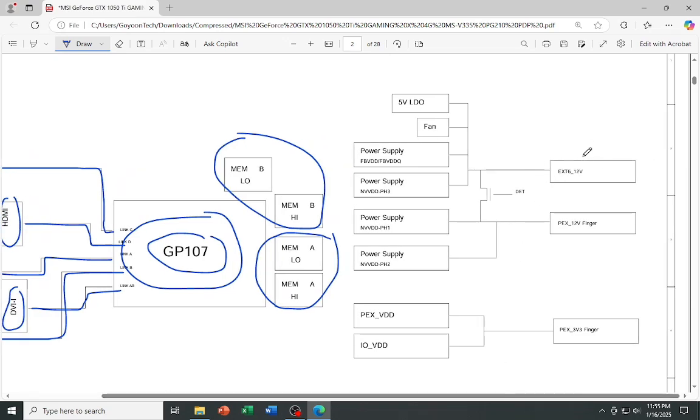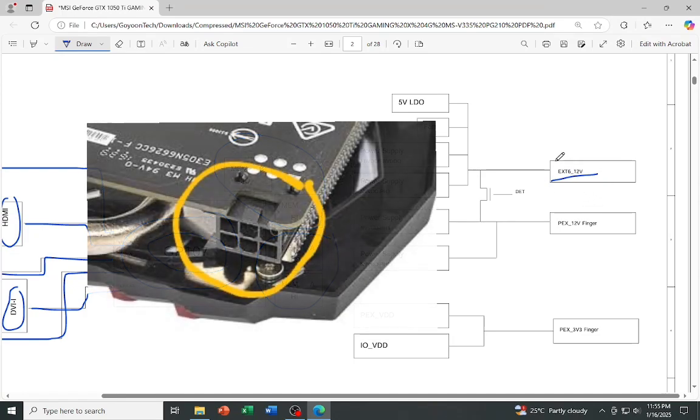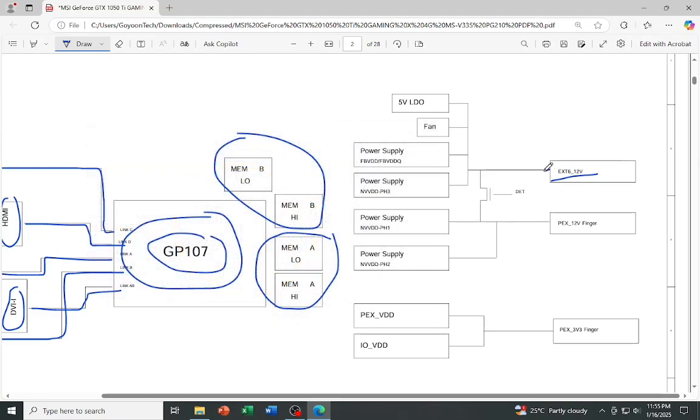Now this is the EXT 12V, which stands for the 6-pin power supply of the GPU. It supplies these blocks, which are the 5 volts LDO and the fan and the GPU memories. It supplies the memory chips, and it also supplies the phases of the GPU core.